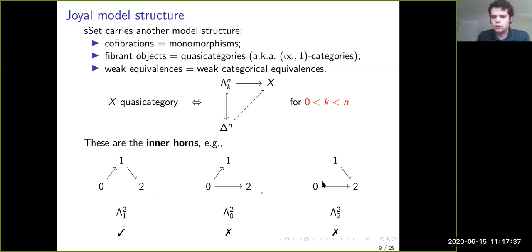On the other hand, these other two horns really don't resemble a composable pair in any way, so we would not expect an arbitrary simplicial set that we're thinking of as an infinity 1 category to have fillers for these horns. If they did exist, that would essentially mean that any of these edges were invertible, which we would expect to see in an infinity groupoid, but not an infinity 1 category.